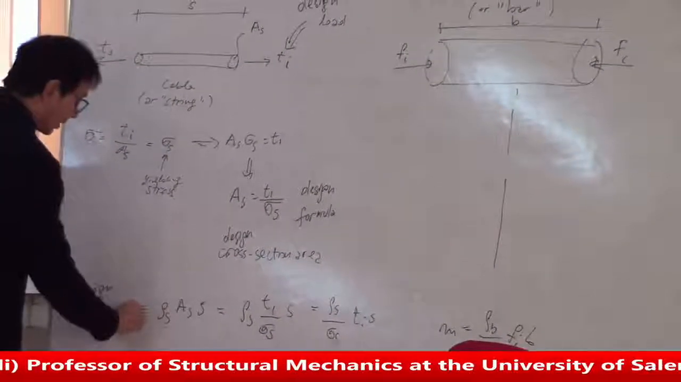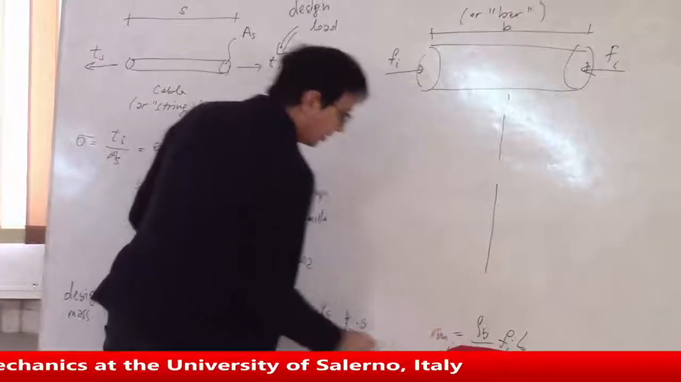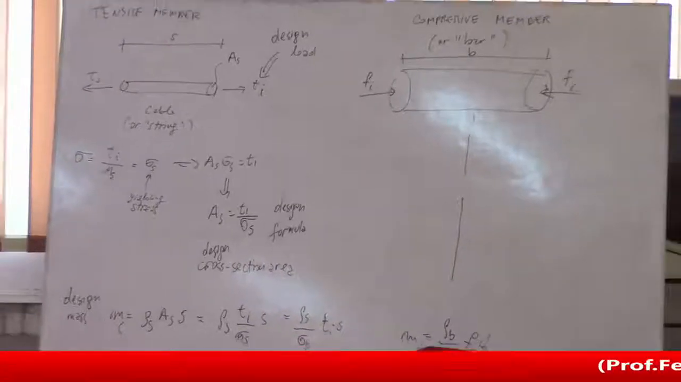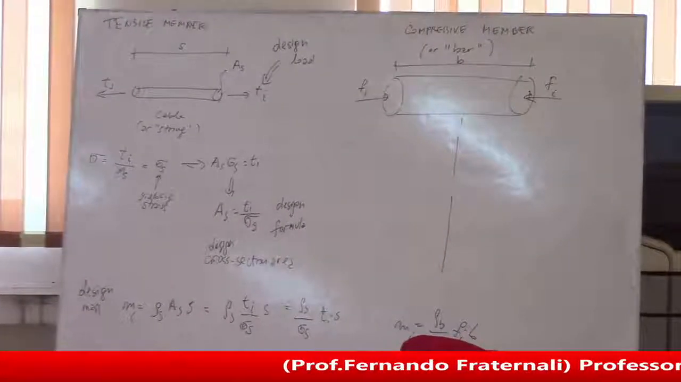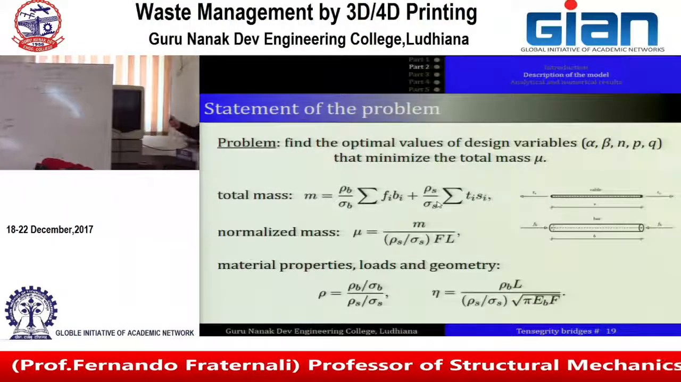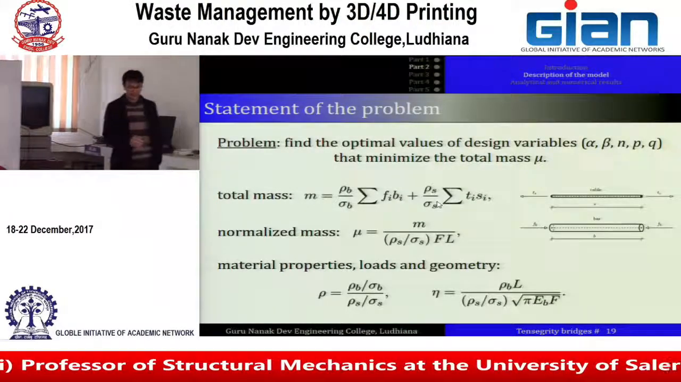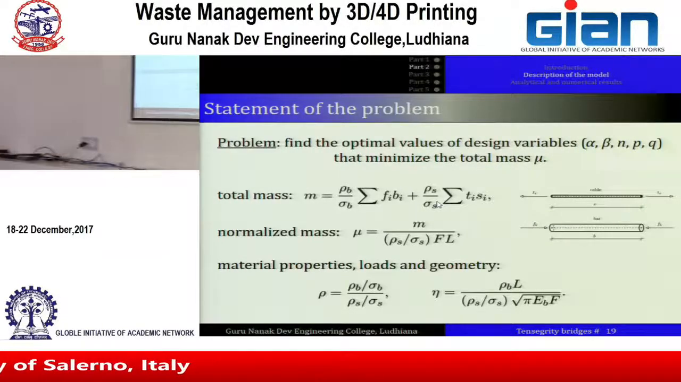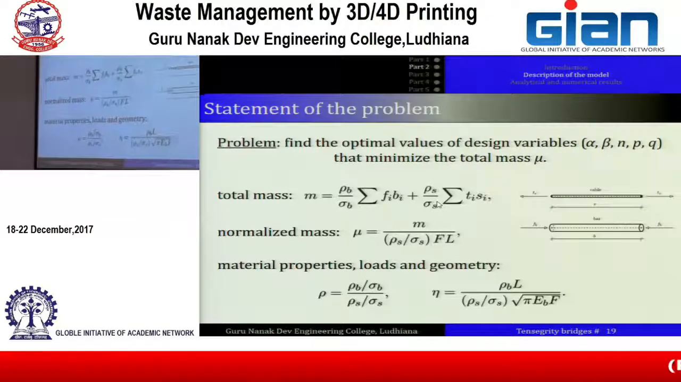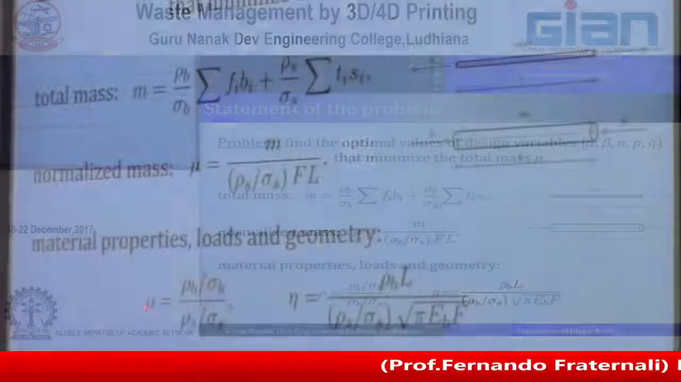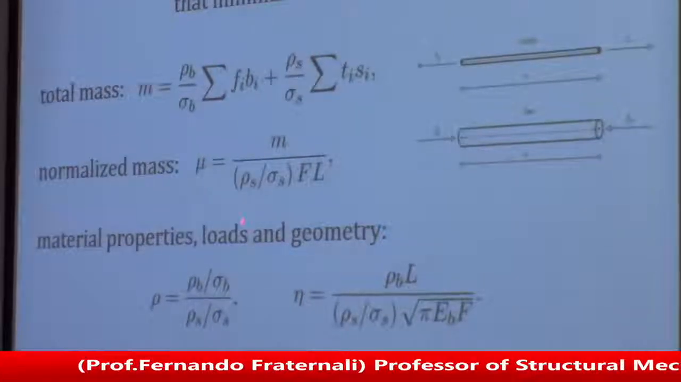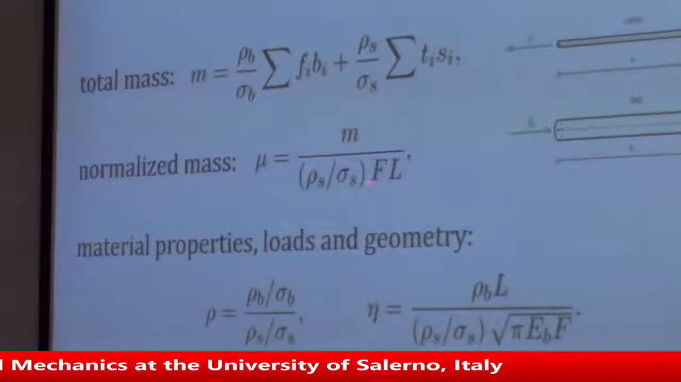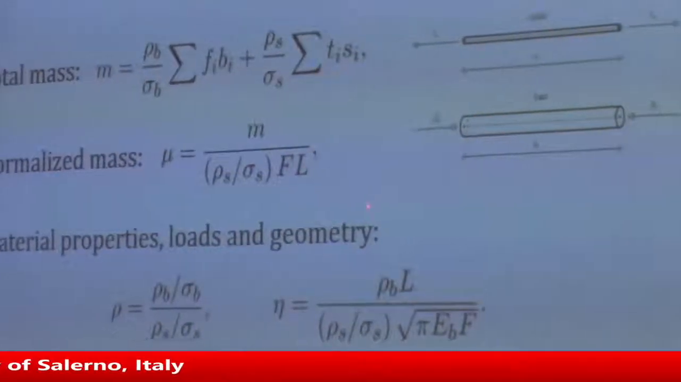So this is the mass of the i member. The total mass will be the summation of the mass of each individual bar and each individual string. We can normalize the mass by multiplying by rho s over sigma s. What are the dimensions of rho s over sigma s? This is a mass per unit volume divided by force. If you multiply this quantity times F L, you get the mass.